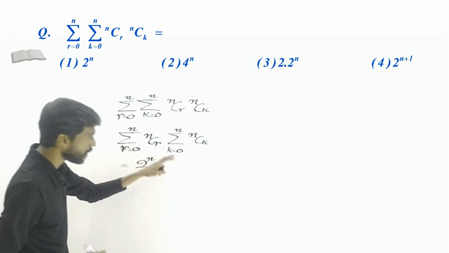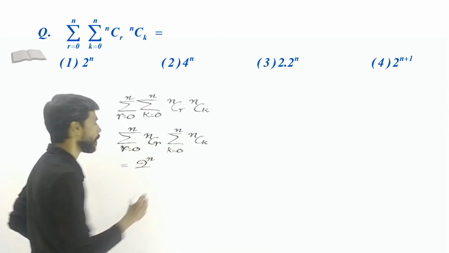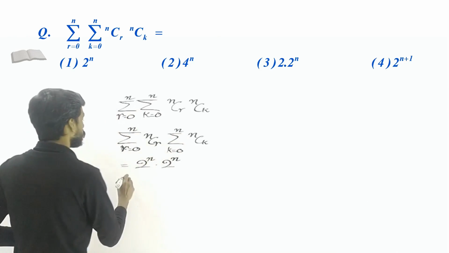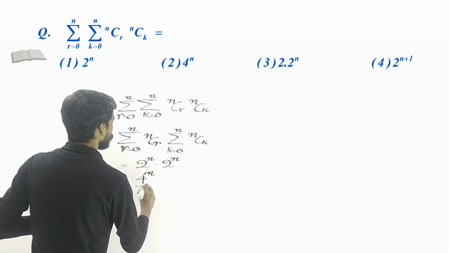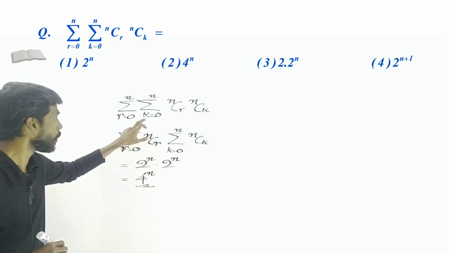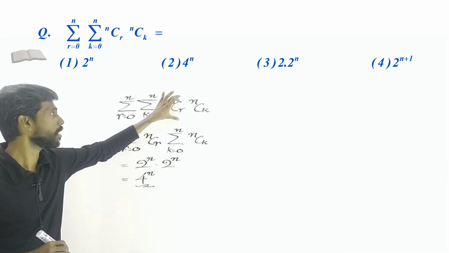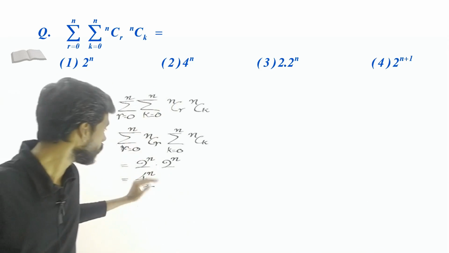This is also the same type. Summation k from 0 to n, NCK, is the same sum of all binomial coefficients, so that is also 2 to the power n. So we can write 2 to the power 2n, or we can say 4 to the power n. So that is the value of this expression. There is no relation between r and k, so one summation does not affect the other variable. You can take it out and get the answer. 4 to the power n is the value of this expression.